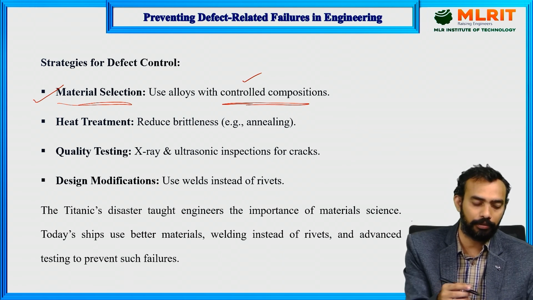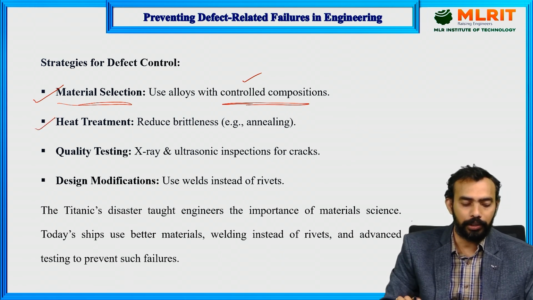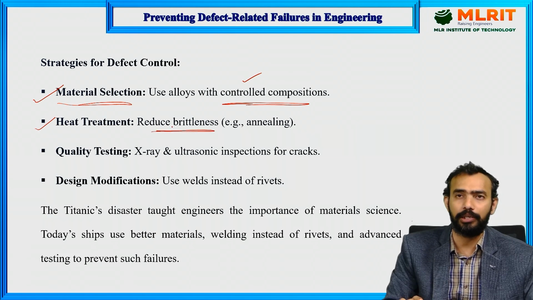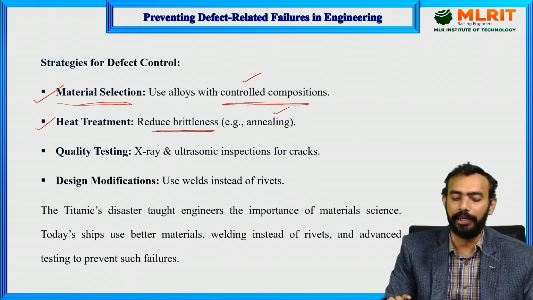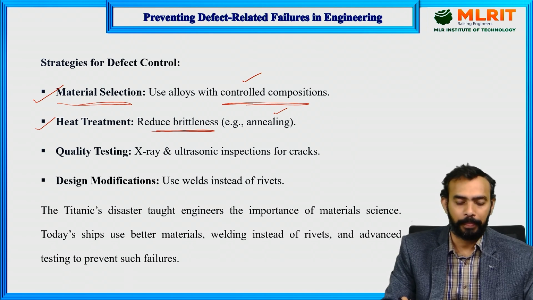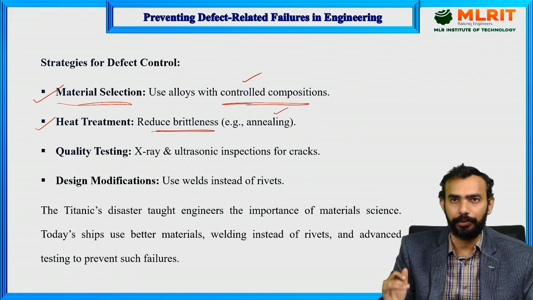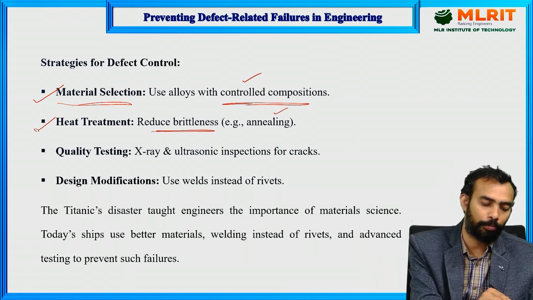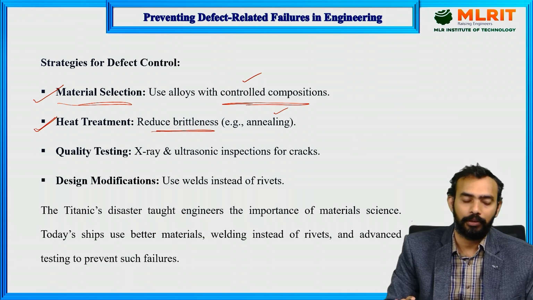So the right selection of the material is one of the key strategies to be applied to control the defect. And then by doing the heat treatment process, we can reduce the brittleness of the material. One such heat treatment process could be the annealing process. By doing this annealing process, the atoms will relieve the internal stresses that were caused during the manufacturing of the component, and the atoms will relax into their positions, and that reduces the overall brittleness and improves the ductility of the material. So by doing the proper heat treatment process, one can control the defect.